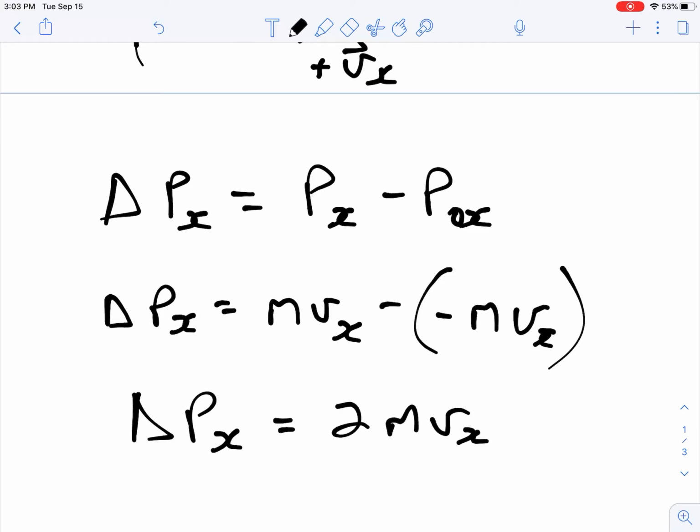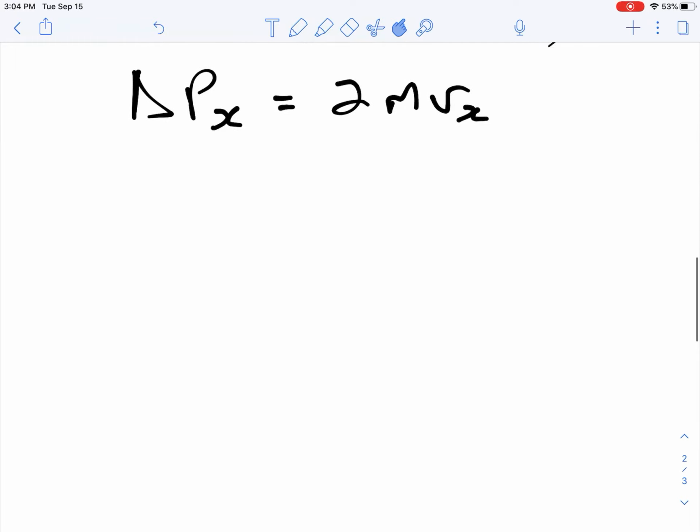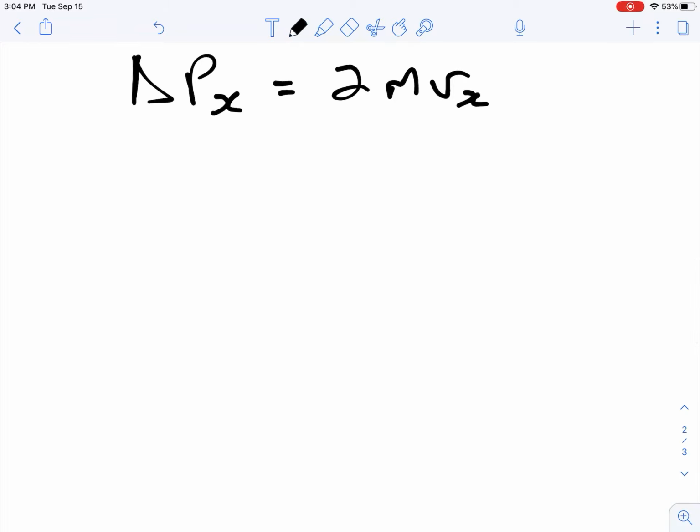Okay, so we continue. Now that we know the momentum, we can actually relate this to the amount of force that particle exerts on that wall as a result of that collision. So the force that particle exerts on the wall is going to equal the change in momentum over time.